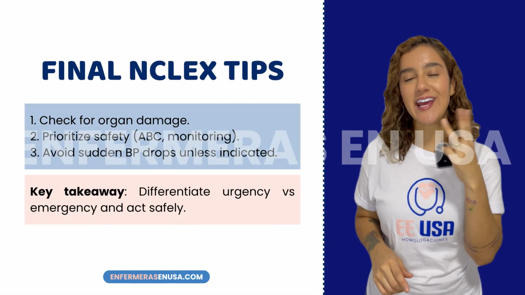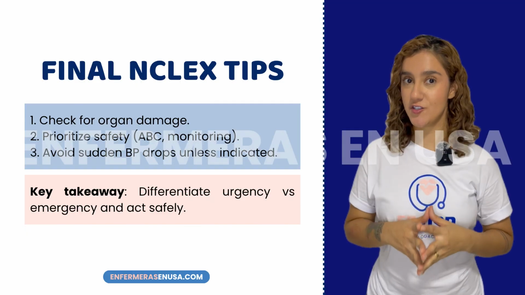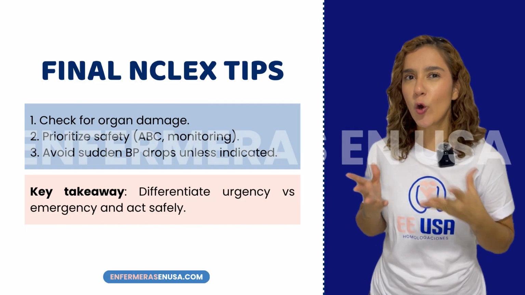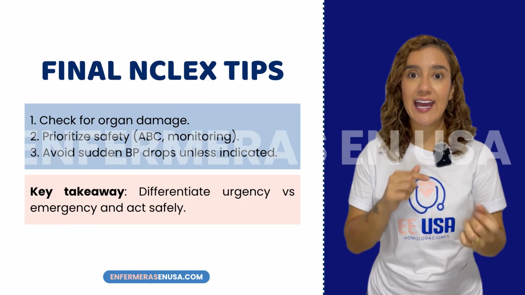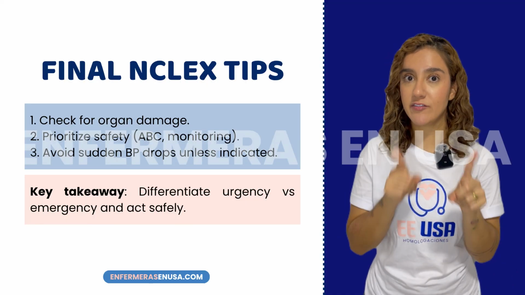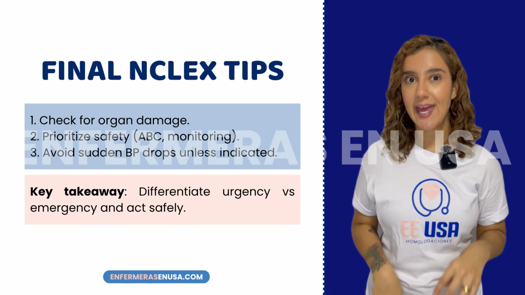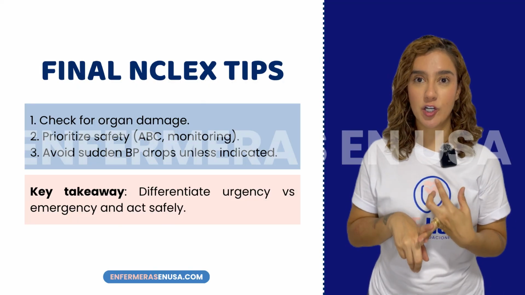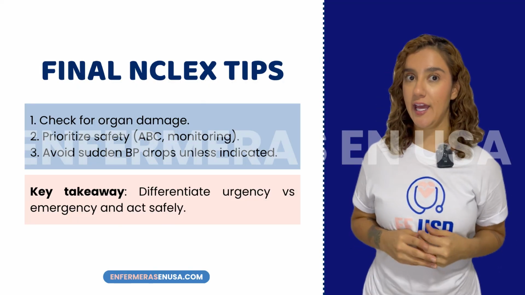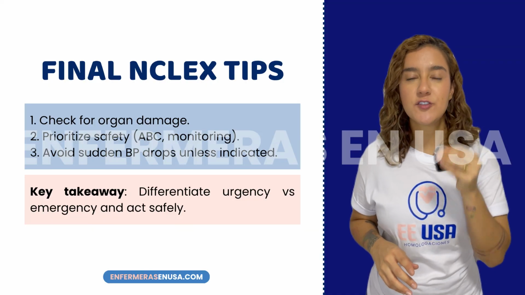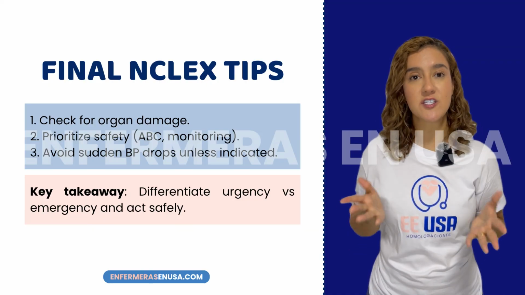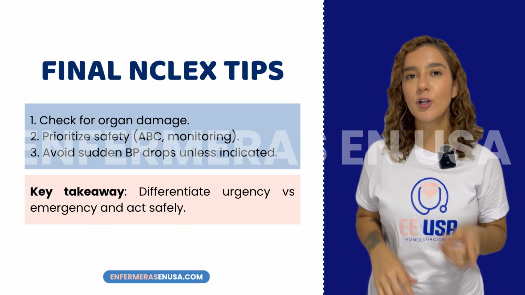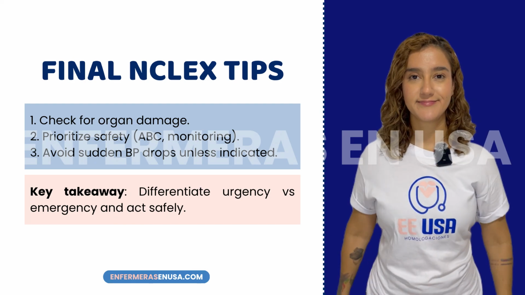Now I will give you 3 NCLEX tips for choosing the right answer. The first one: is there organ damage? If yes, acute IV intervention. If no, oral medicine and follow-up. Second one, prioritize safety, ABCs, and monitoring before education or delegation. And third, avoid sudden blood pressure drops unless specifically indicated, for example in aortic dissection.